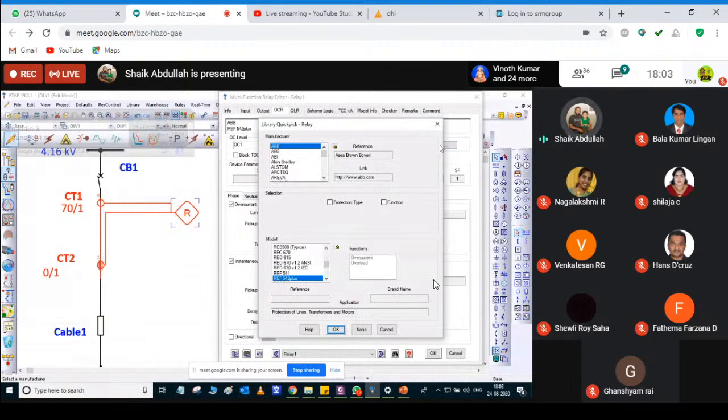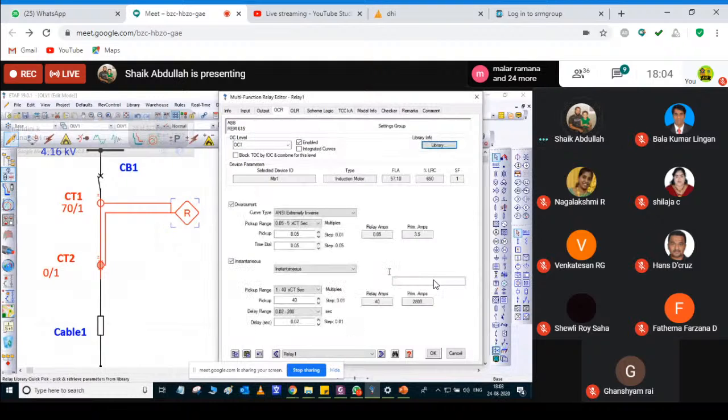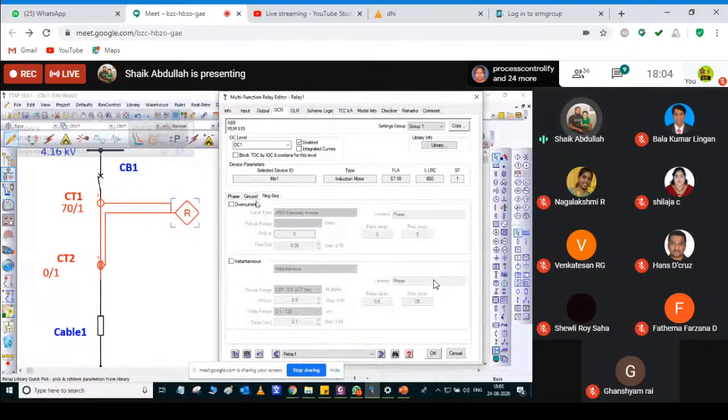I'm sorry, I didn't choose the relay. The relay is nothing but REM615. I'm choosing it. The protection type is motor, and the function is nothing but overcurrent. Overcurrent is the non-unit protection. I'm not going to use negative sequence. I'm going to use only the 4 operations: overcurrent and instantaneous, and the ground overcurrent and instantaneous.